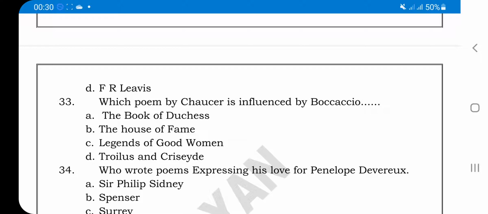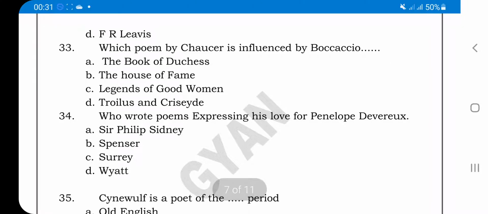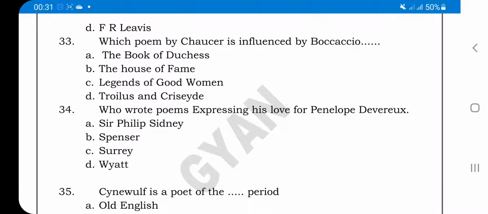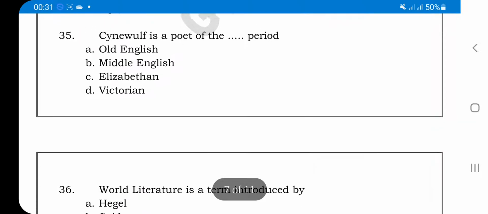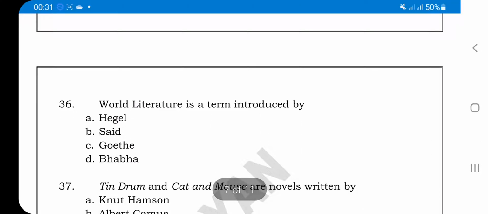Which poem by Chaucer is influenced by Boccaccio? Now, that is quite good, isn't it? Who wrote poems expressing his love for Penelope Rich? Now, Wulf is a period of, I think the passage is talking about Beowulf, isn't it? Now, this is quite special.